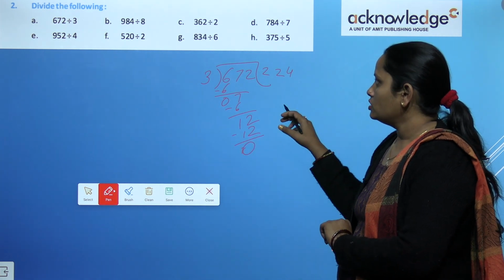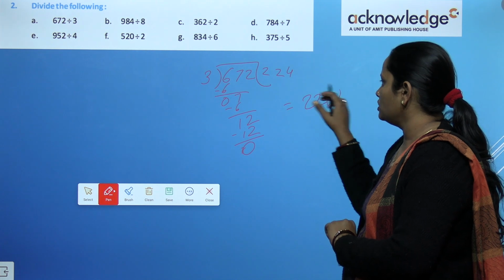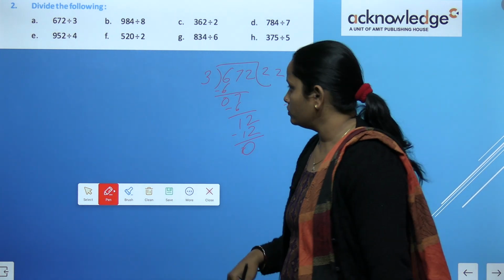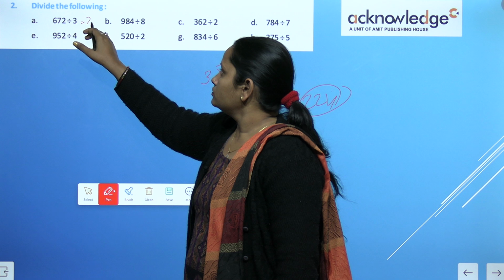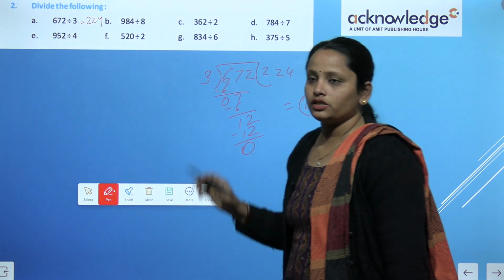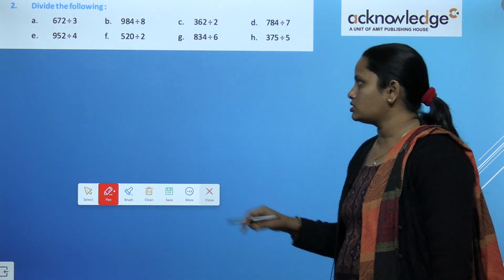We get 0. So here the answer is 224. So like this, children, you have to do the rest of the questions.